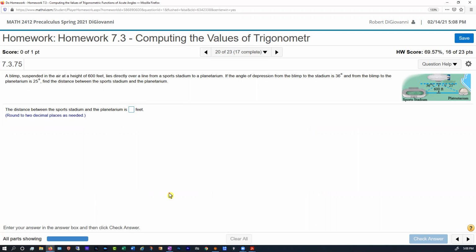All right, so a blimp suspended in the air at a height of 600 feet lies directly over a line from a sports stadium to a planetarium. If the angle of depression from the blimp to the stadium is 36 degrees, and the angle from the blimp to the planetarium is 25 degrees, find the distance between the two.